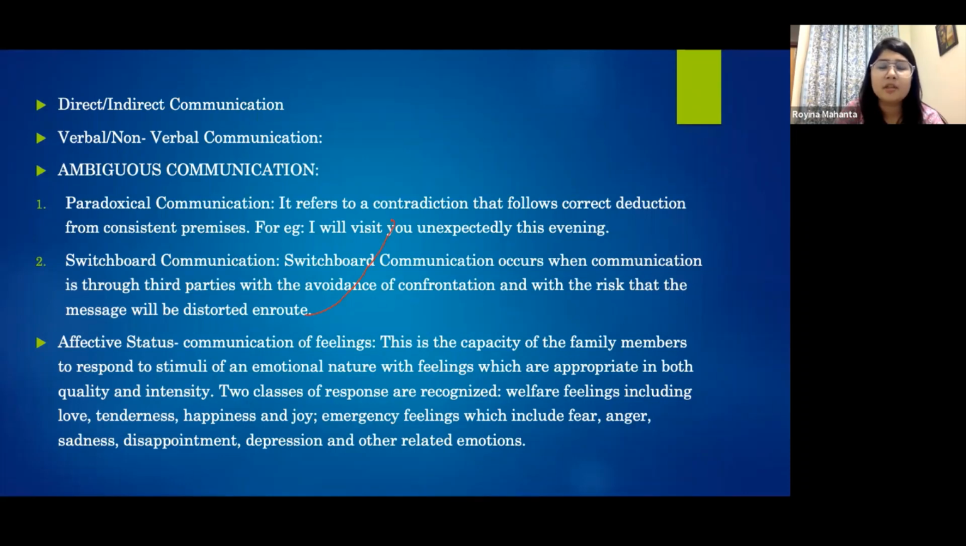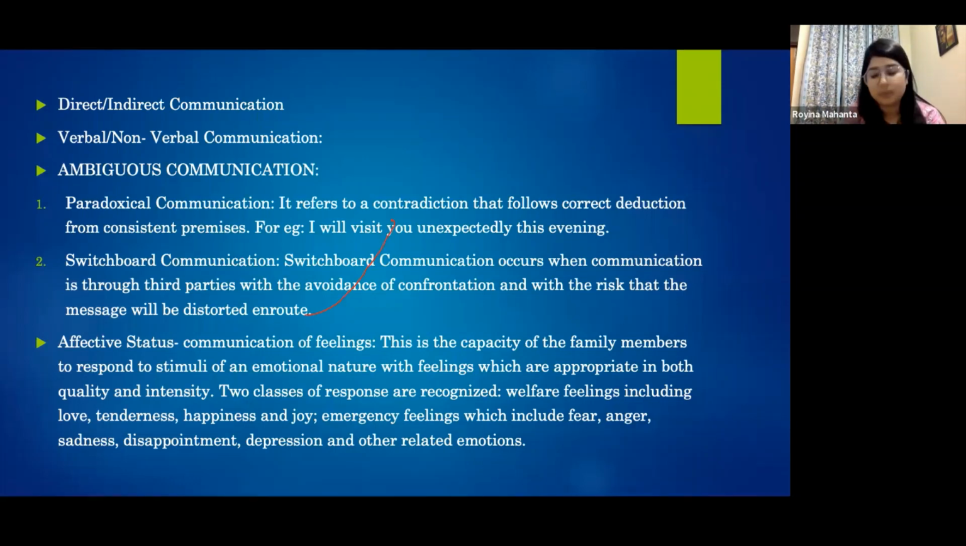For example, "I will visit you unexpectedly this evening." Now, what is the problem with this statement? Somebody is saying, I will visit you unexpectedly this evening. The fact that you have said that you will visit somebody this evening means that the person would expect you. So the word unexpectedly is a paradox in this sentence.